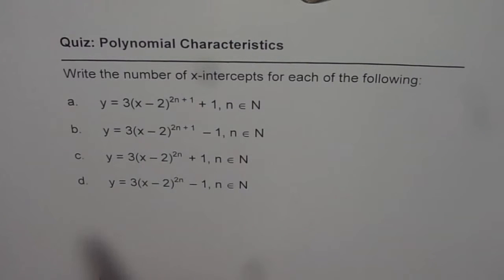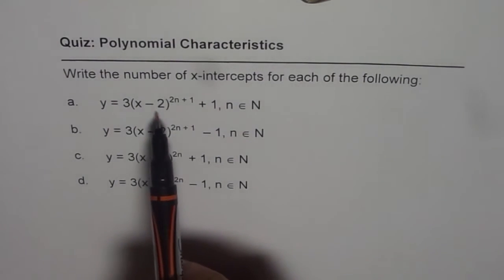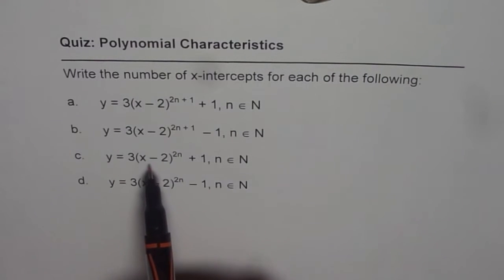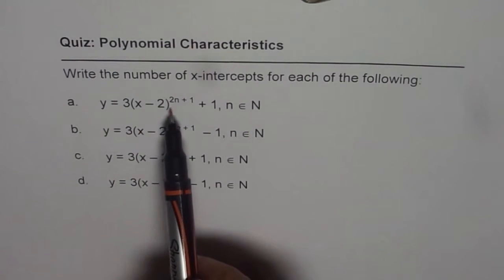Well, the equations given here are very similar. So let's try to figure out their differences. The first one is y equals 3 times x minus 2, and you'll see 3 times x minus 2 is common in all the four equations. The difference is in the exponent.